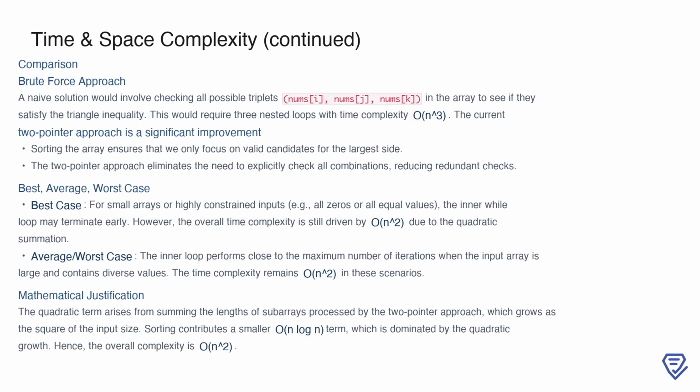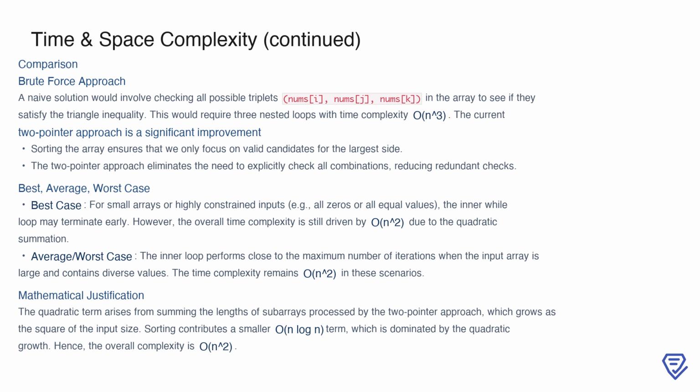To appreciate the efficiency of this approach, it helps to compare it against the brute force method. A naive solution would involve checking all possible triplets, nums[i], nums[j], nums[k], using 3 nested loops, leading to a time complexity of O(n cubed). The current algorithm is a significant improvement because sorting the array allows us to focus only on valid candidates for the largest side of the triangle. The two-pointer approach eliminates the need to explicitly check all combinations, which reduces redundancy and brings the complexity down to O(n squared).